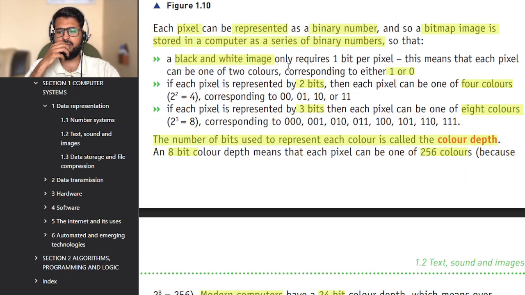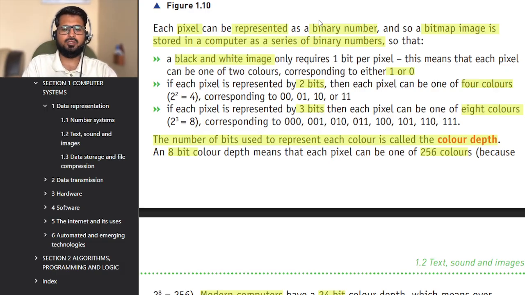Now, what's the other point? Each pixel can be represented as a binary number. This is the idea: we are training a computer to understand images. The whole image contains hundreds and thousands and millions of pixels, and each pixel has its own unique binary number. How that binary number is generated, we will see. These binary numbers are aligned in a series, and that is how the computer understands what image it is creating.